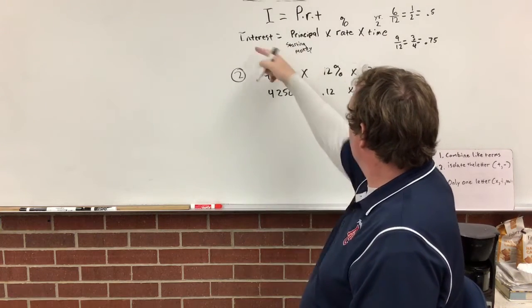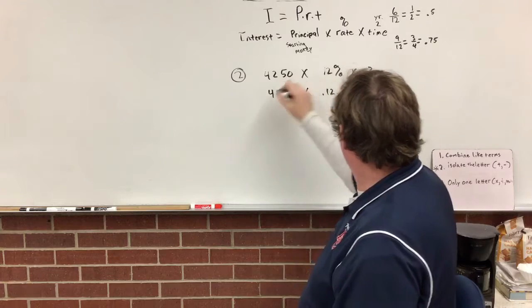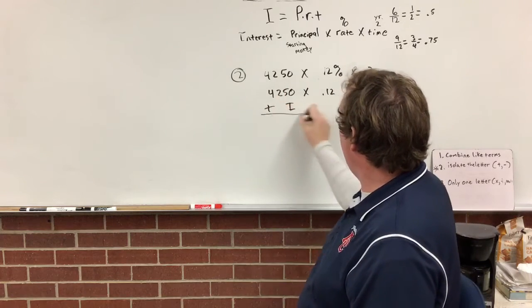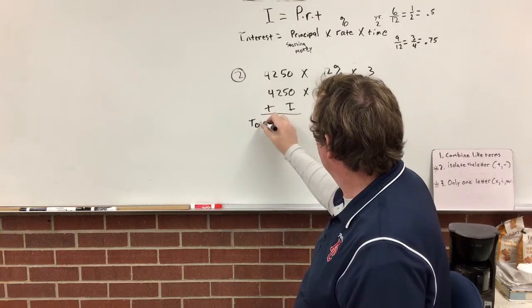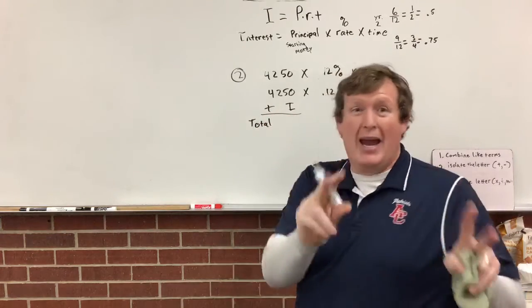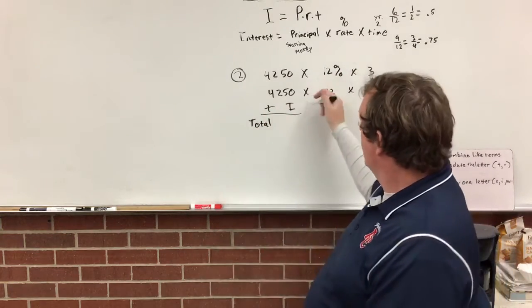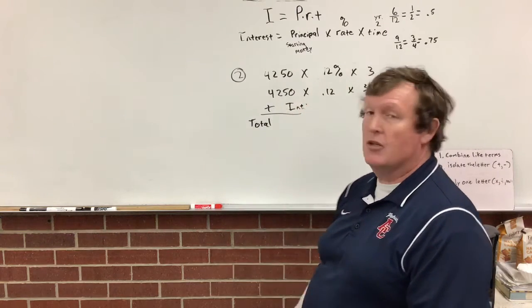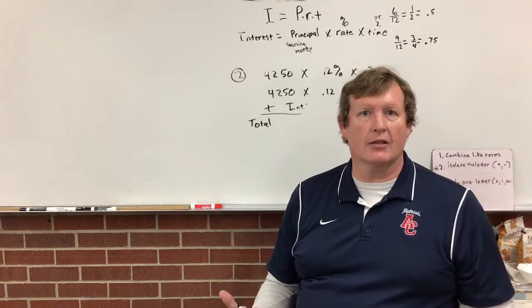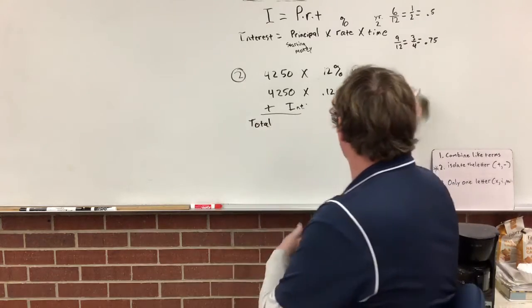All right, whenever you get your interest answer, multiply these. You're going to add it back to your principal, and this would be your total. Remember, 2 answers per problem. So this one, you have to have an interest answer and a total amount of money earned answer. Okay? There's number 2.